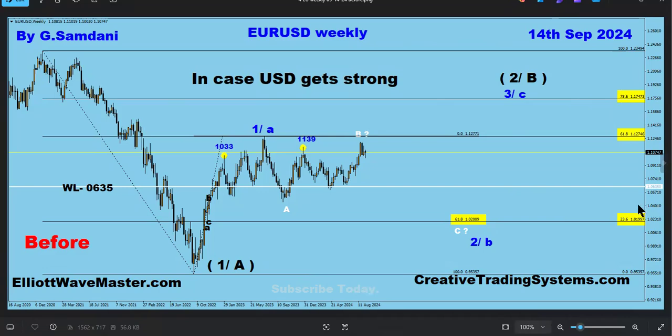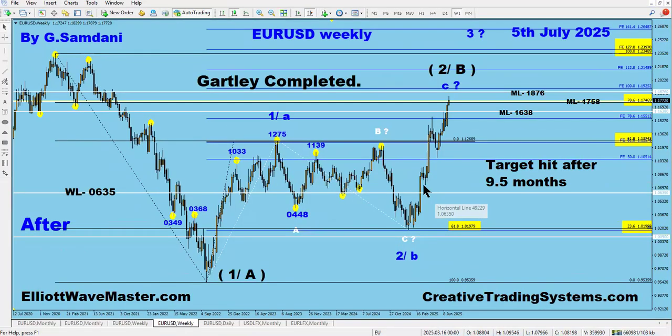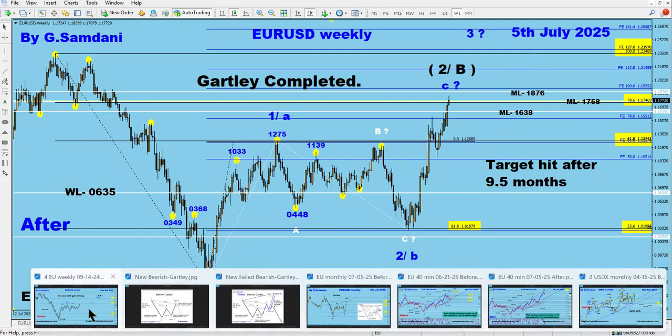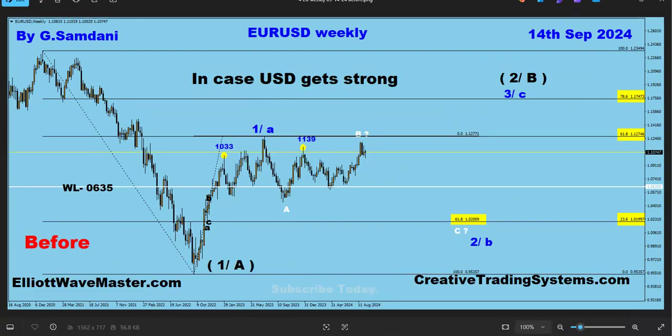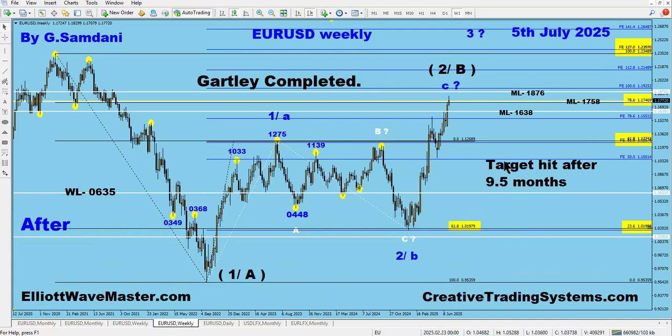That would be the Elliott wave count, and the harmonic pattern Gartley will be finished at 78%. So this chart, what happened to this chart, the current chart we look at is this. See that? So I said it's going to drop from here to here, and then it will go to 78%, and that's exactly where we are now after 9.5 months, right? From September 14th till today, 5th July 2025, we are exactly at 78%.